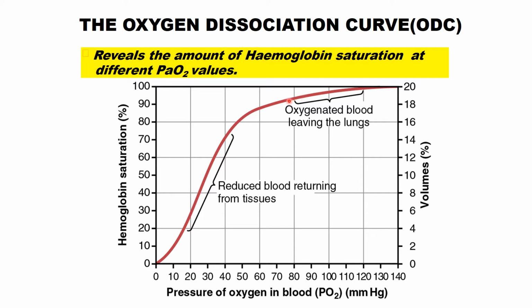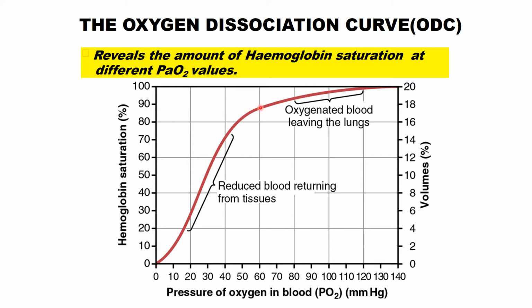Next we come to the venous blood, which lies at the level of the tissues. The partial pressure at the level of tissue we already know is 40 millimeters of mercury, and here the hemoglobin saturation corresponds to 75%. Next value is at the partial pressure of 60 millimeters of mercury, and the hemoglobin saturation corresponding to this 60 millimeters of PO2 level is 89%.